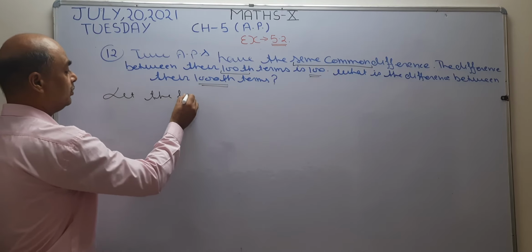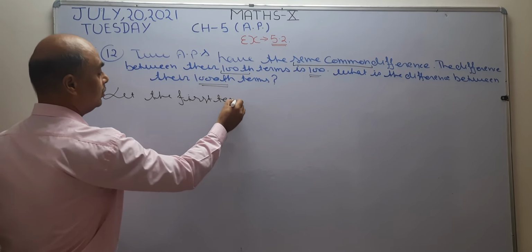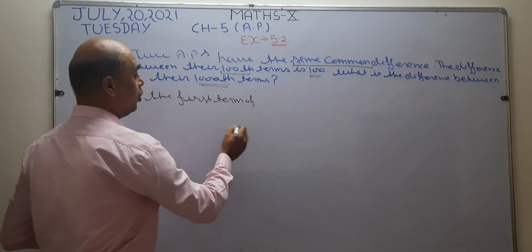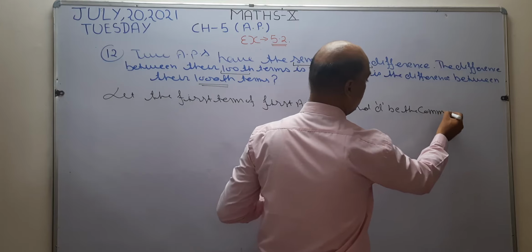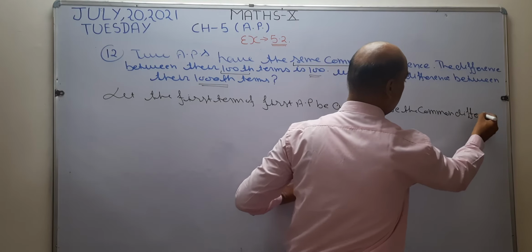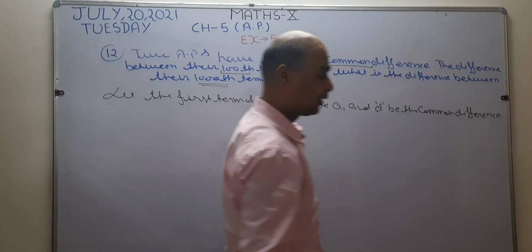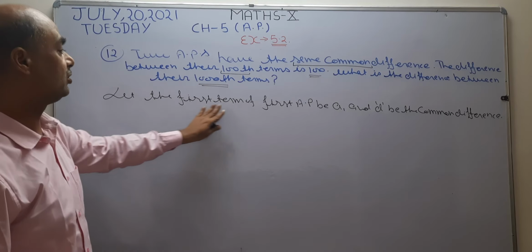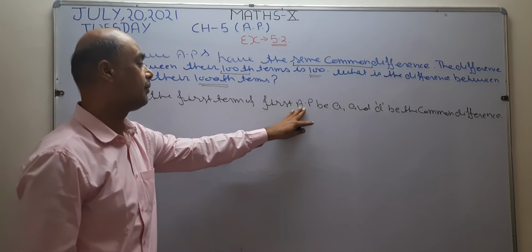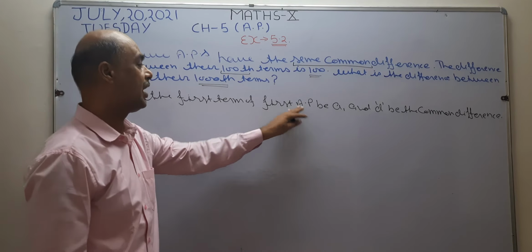Let the first term of the first AP be A1, and D be the common difference. I am going to suppose the first AP starts with A1: A1, A2, A3 and so on. And D is the common difference.